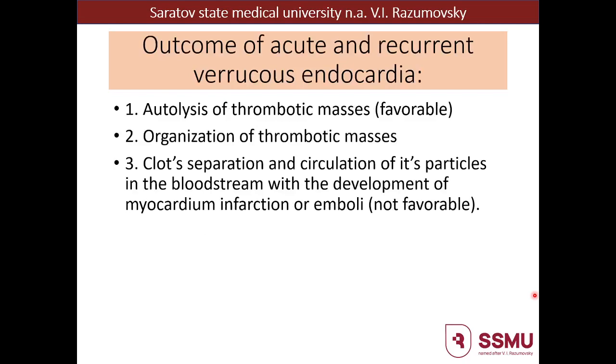Outcomes of acute and recurrent verrucous endocarditis. They are associated with overgrowing of connective tissue in the heart valve, and we may see formation of thrombus on its surface. Formation of thrombus may be complicated with autolysis of thrombotic masses, and it is a favorable course of this pathological process.